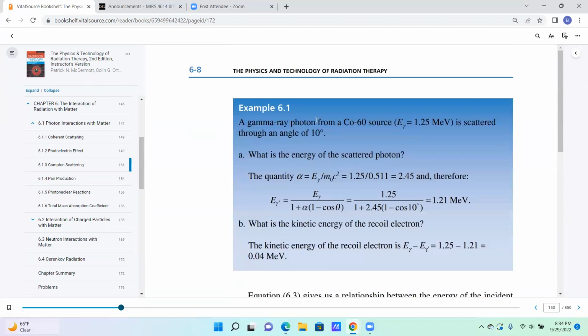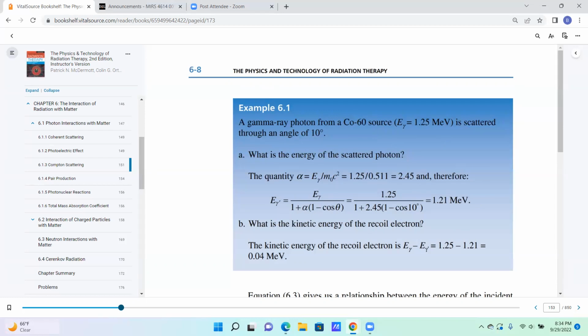So let's say you have a gamma ray photon from a cobalt-60 source, and that's scattered through an angle of 10 degrees. What is the energy of the scattered photon? Well, alpha is going to be equal to this expression. We know what the incident energy is. We divide by this, and we come up with 2.45, and therefore all of this, if we put in all of the values that we know, turns out to be 1.21 MeV. So it kept most of its energy here.